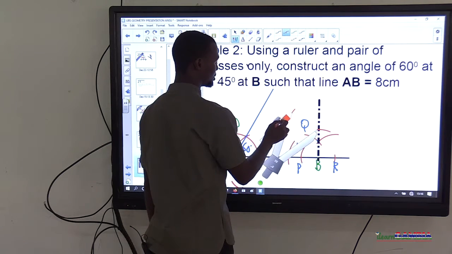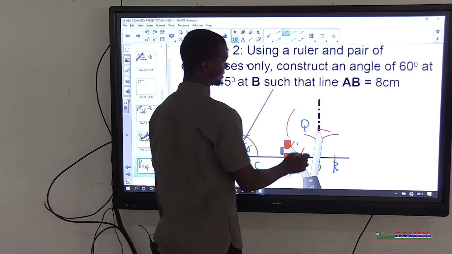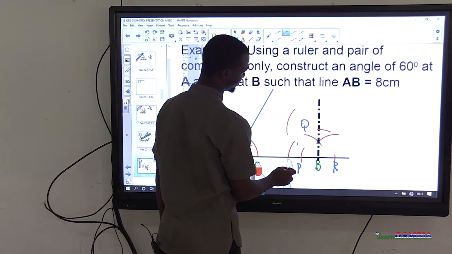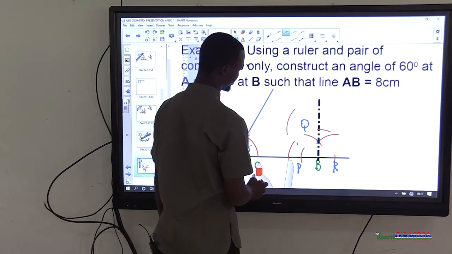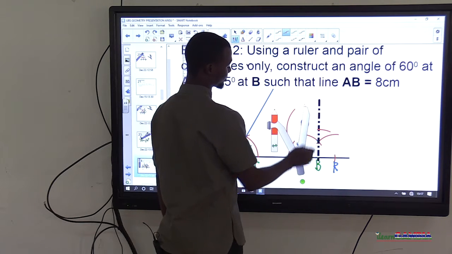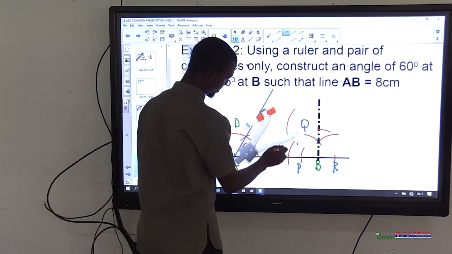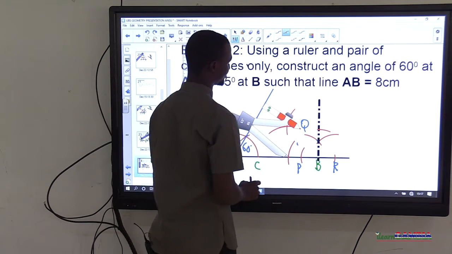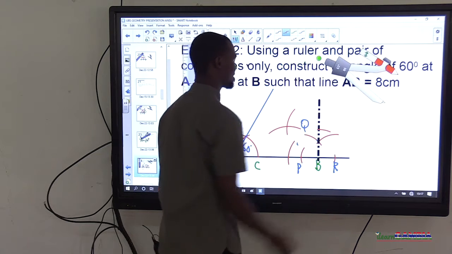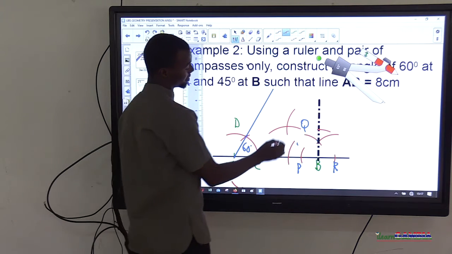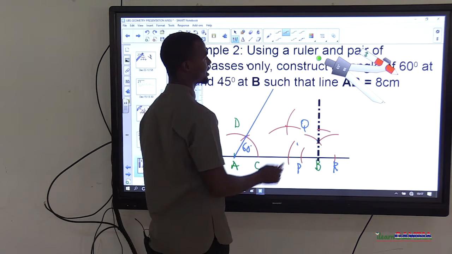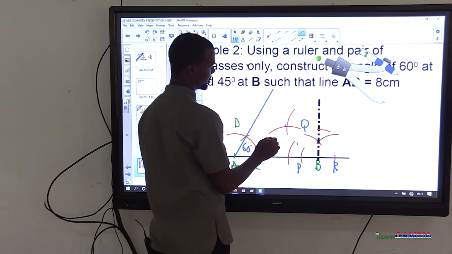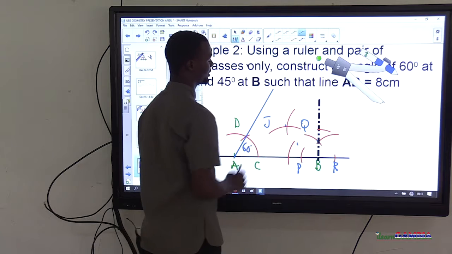Any convenient radius, draw another arc. Then you go to the other arc you've drawn before. Draw another arc to cut the previous arc. So where the two arcs intersect, this is the point where the arcs intersect. You can name that point of intersection, let's say J, for instance.